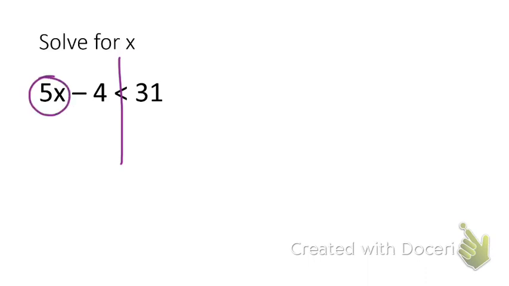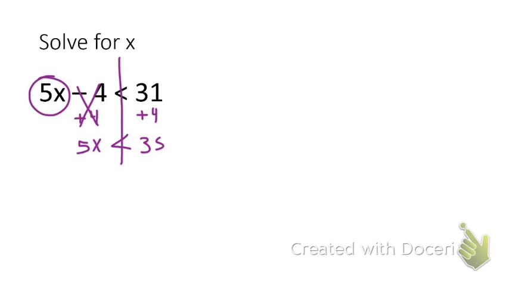Okay. We need to do inverse operations to get it by itself. Inverse operations are basically how you undo something, or what's the opposite of something. Well, the inverse operation of subtracting 4 would be to add 4. What I do to one side, I need to do to the other side. Those cancel out. We're left with 5x being less than 35.